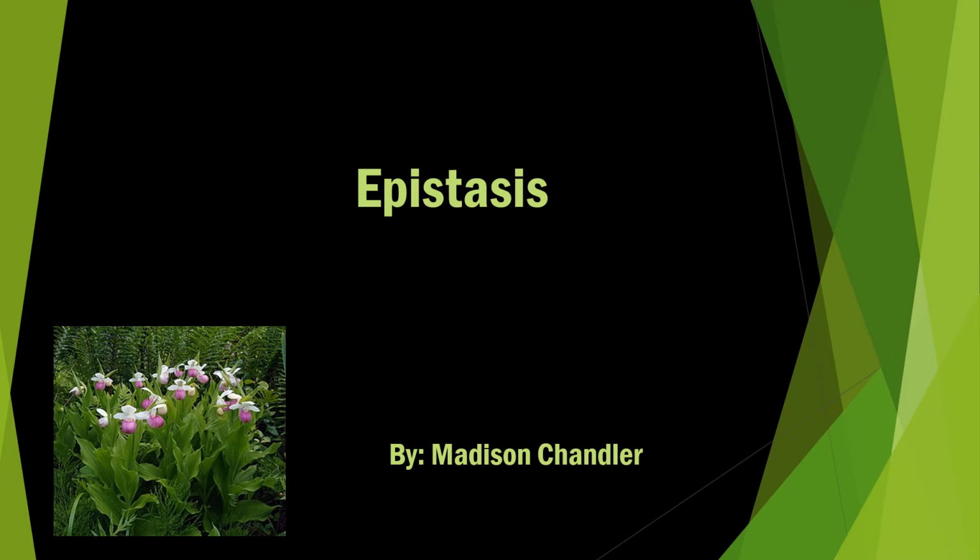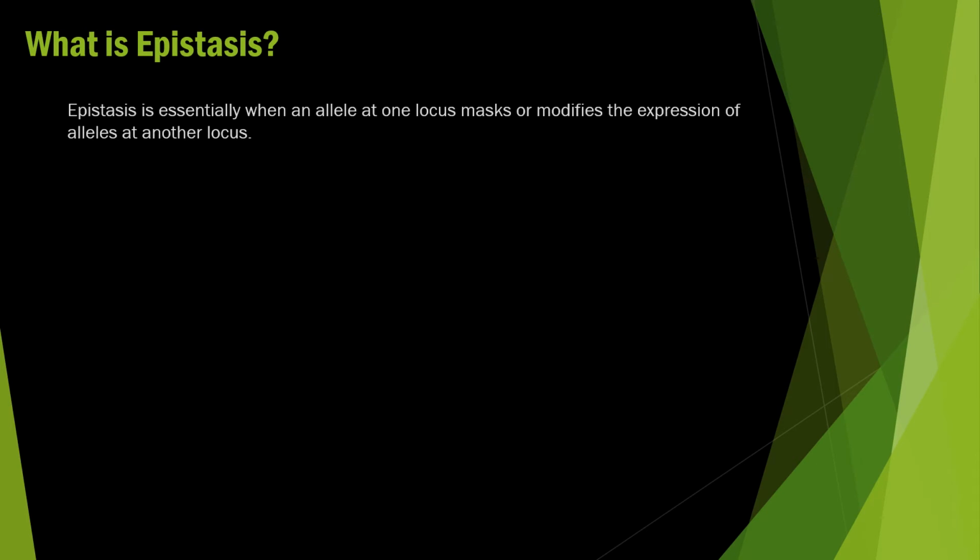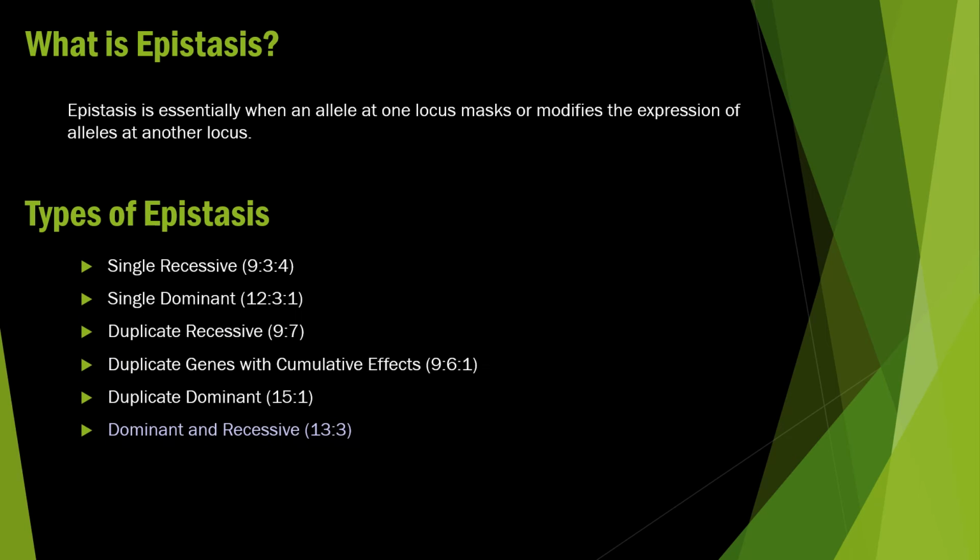Today we are going to talk about epistasis. What is epistasis exactly? Epistasis is when the expression of alleles at one locus mask or modify the expression of alleles at another locus. This is how we can have multiple genotypes that can result in the same phenotype. Here are the 6 different types of epistasis and their ratios. The type of epistasis I will talk about specifically is dominant and recessive epistasis.